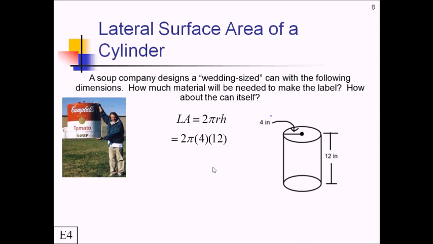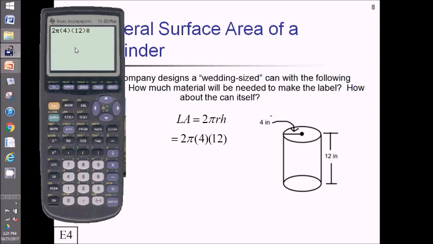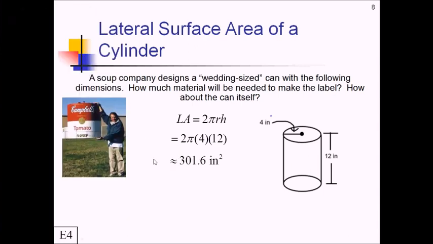I'm going to put this in my calculator just so I get a real measurement here. So plugging all that in, and by the way, I did second and this little button here to get the pi symbol for the exact value, or you could use 3.14. This gives us about 301.6. That'll be square inches.